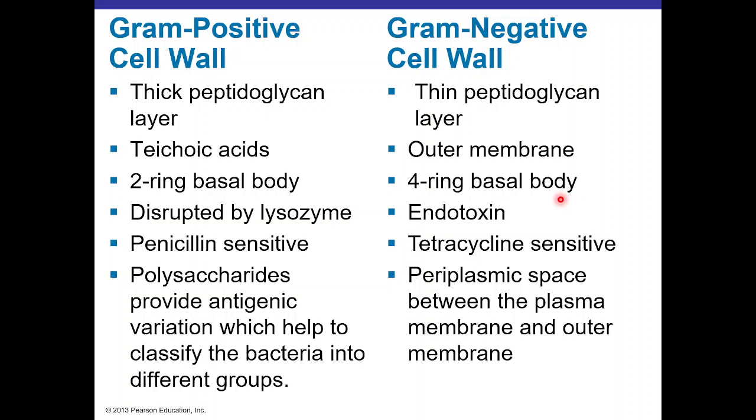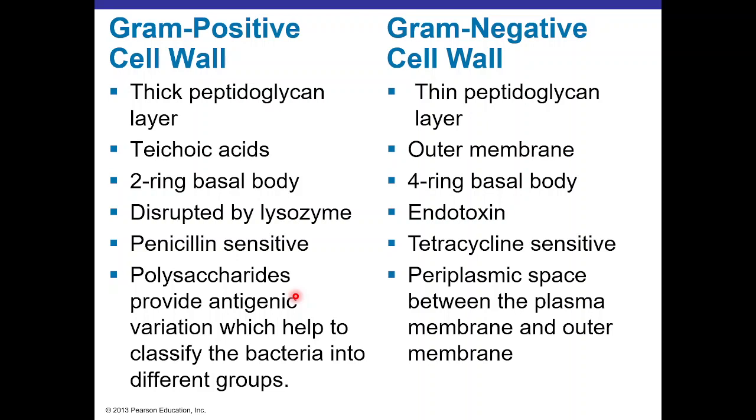Now, the wall of the gram-positives can be broken down by an enzyme known as lysozyme, and also by an antibiotic known as penicillin. Now, the gram-negative cell wall has components that create toxicity in the host. These are known as endotoxins. And the gram-negative cell wall will be damaged by an antibiotic known as tetracycline. The gram-negative cell wall is sandwiched between the outer membrane and the inner membrane, or the plasma membrane, of gram-negatives. And that space where you have this cell wall is known as the periplasmic space.